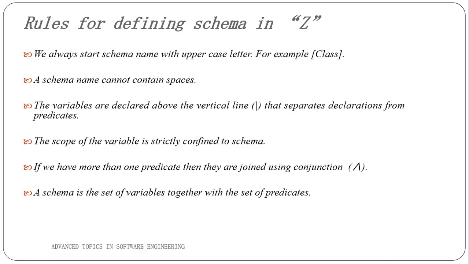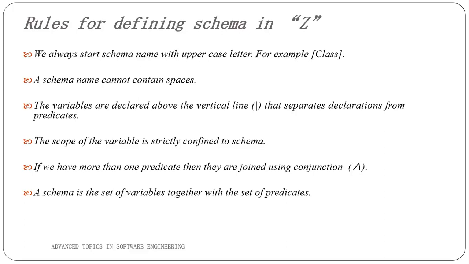Third, the variables are declared above the vertical line that separates declarations from predicates. Fourth, the scope of a variable is strictly confined to the schema. Fifth, if we have more than one predicate, then they are combined or joined using a conjunction operator.